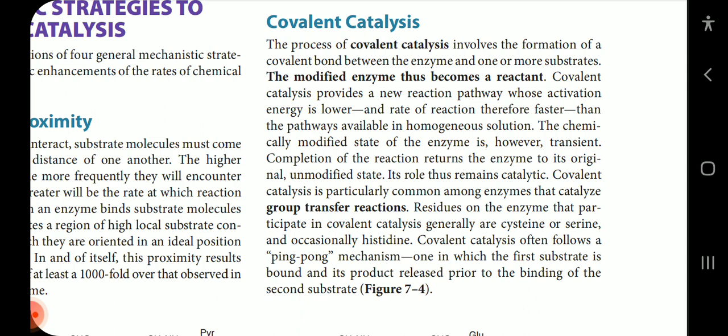Covalent catalysis is particularly common among enzymes that catalyze group transfer reactions. Residues on the enzyme that participate in covalent catalysis generally are cysteine or serine and occasionally histidine. Covalent catalysis often follows a ping pong mechanism, in which the first substrate is bound and its product released prior to the binding of the second substrate.